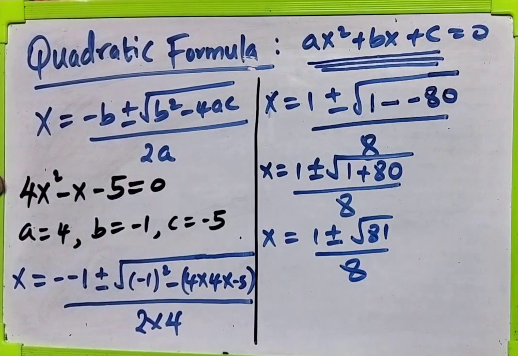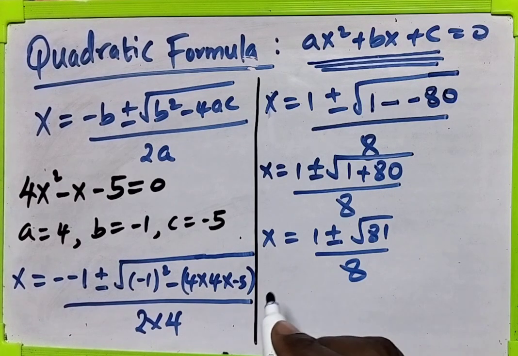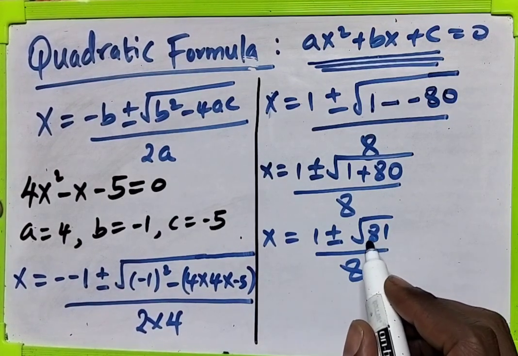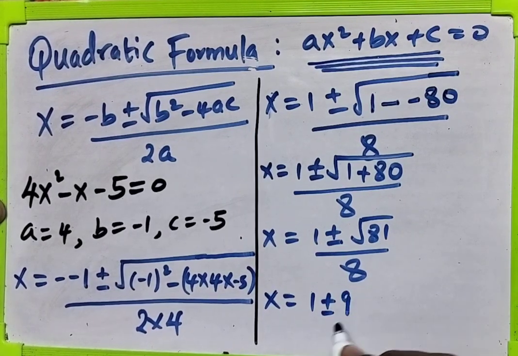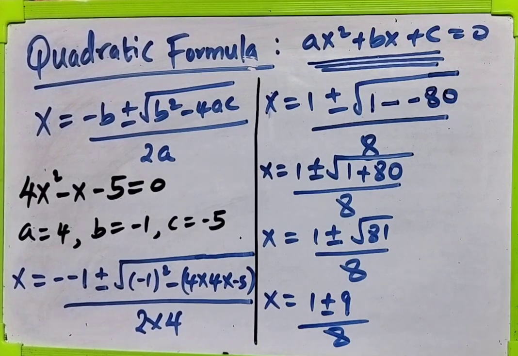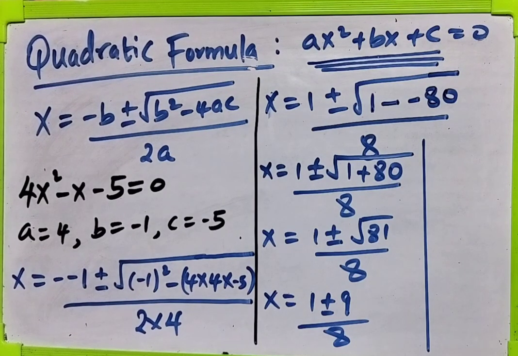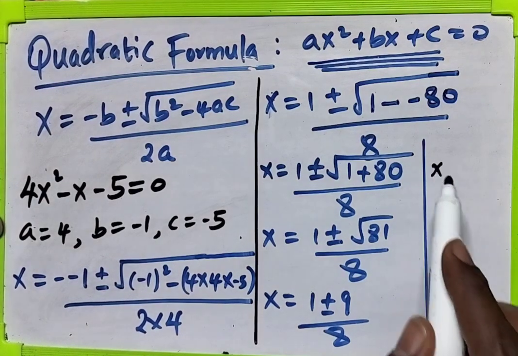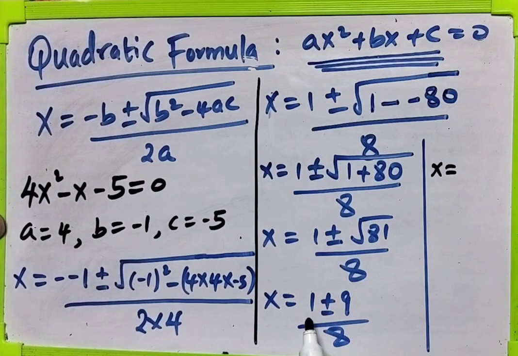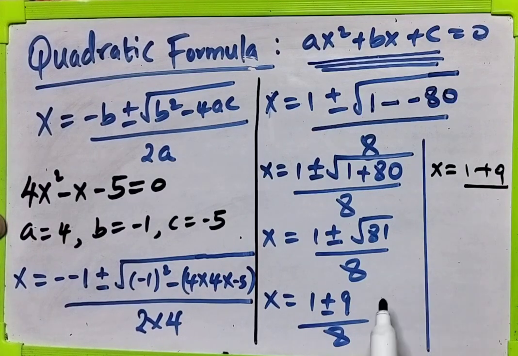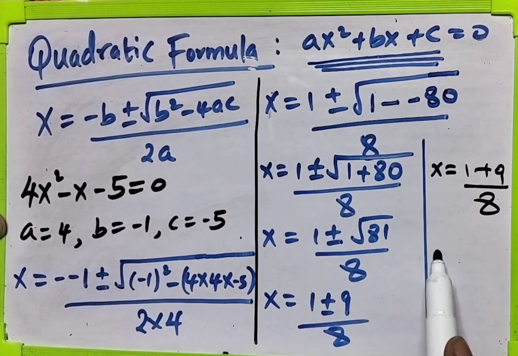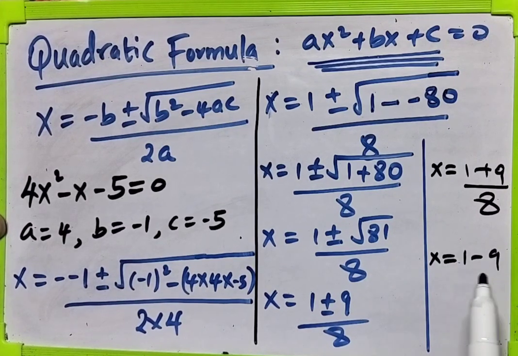We shall get 2 values of x. Before that, let us find the square root of 81. x is equals to 1 plus or minus 9 over 8. So when it is a quadratic, we will get 2 values of x. The first value is gotten by x is equals to 1 plus 9 over 8. The other value is gotten by x is equals to 1 minus 9 over 8.